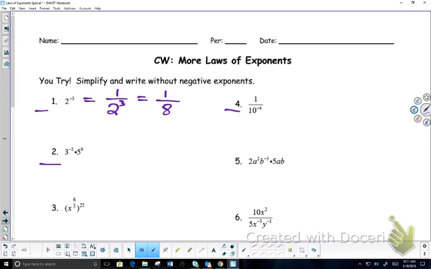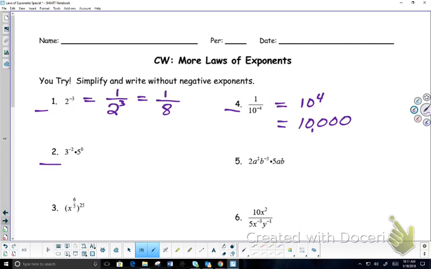Over here, I got 1 over 10 to the negative 4. Well, I'm going to deal with the negative first, which is going to give me 10 to the 4th. And then after that, I do 10 times 10. Well, 10 times 10 is 100, times 10 is 1,000, times 10 is, in other words, you need 4 zeros, right?